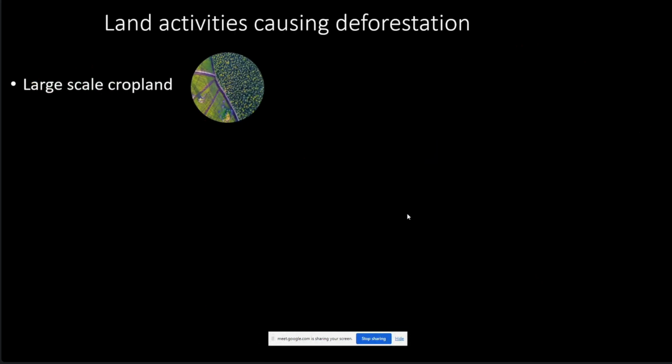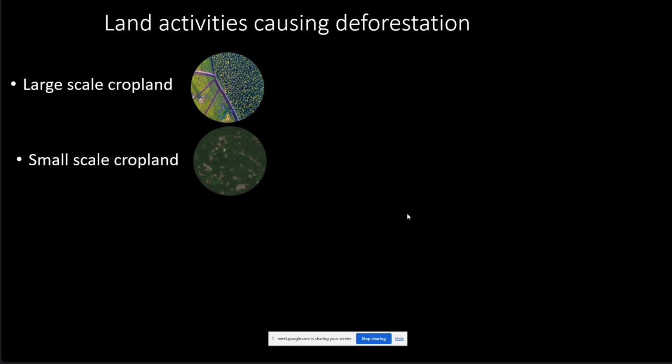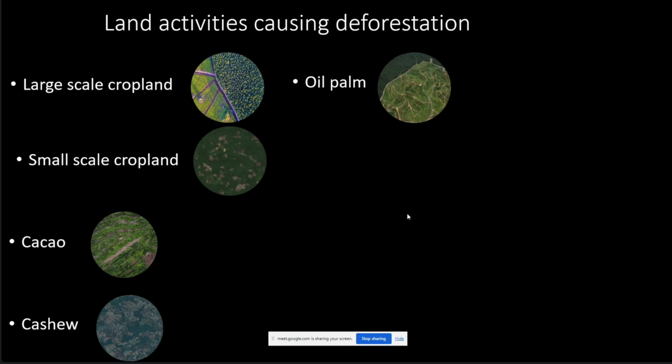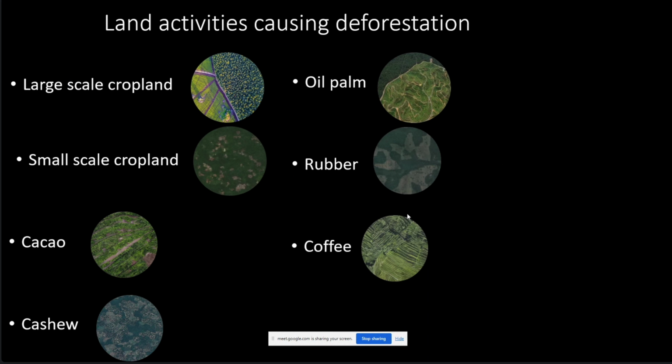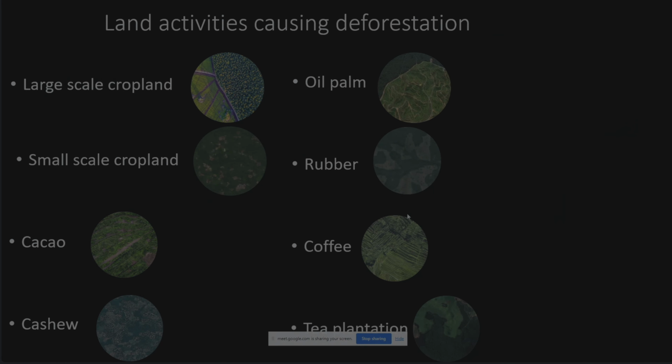And as I said, among the activities causing deforestation, a large part is agriculture. Here we call it cropland expansion, and this can be large scale or small scale. Large scale means for business purpose investment, but also small scale. We also have commodity crops like cacao, cashew, oil palm, rubber, coffee, and tea plantation establishment.